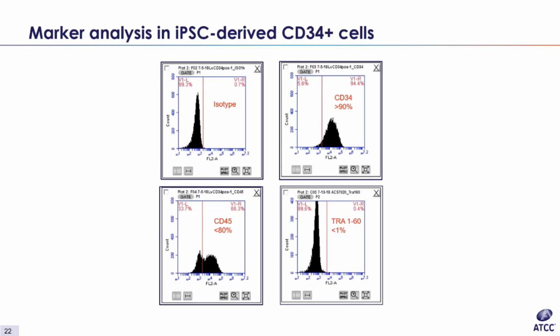So here's the flow analysis of the iPSC-derived CD34 positive cells. Positive markers that we test for are CD34 and CD45. For CD45, even though it's a positive marker, it needs to be below 80% to show that the cells are not differentiating too far. The negative marker TRA160 is a stem cell surface marker. You can see that CD34 is over 90% and TRA160 is less than 1% here, indicating the high purity of the cells.